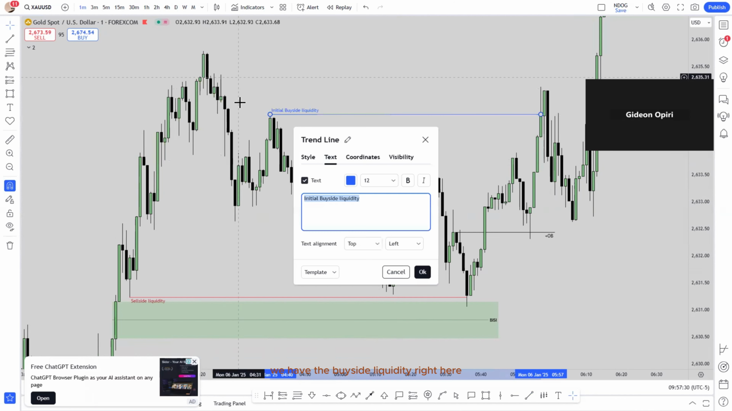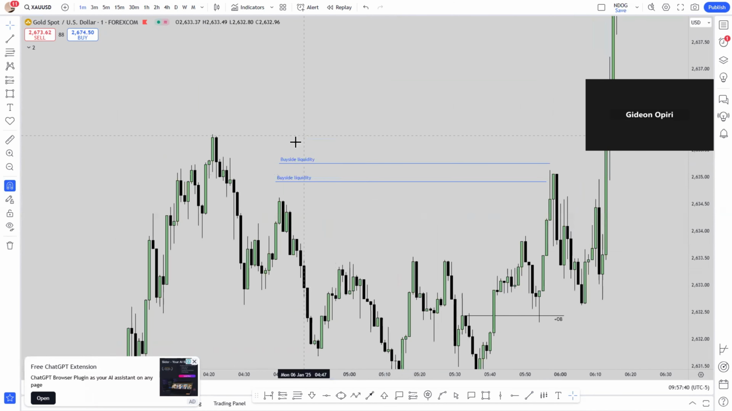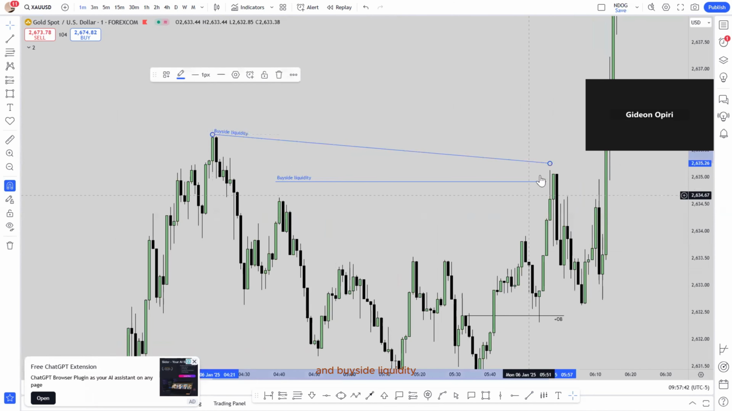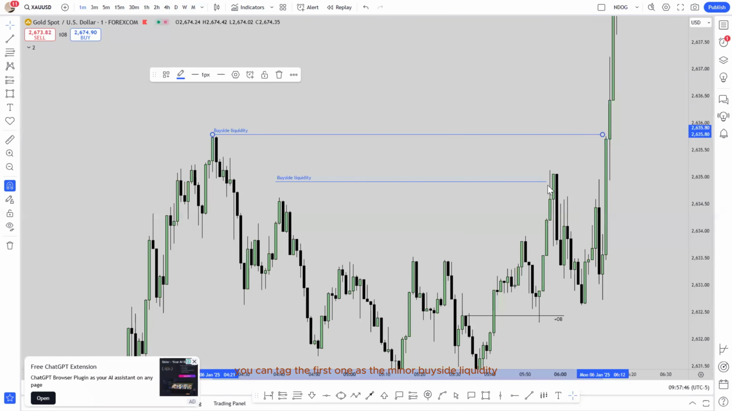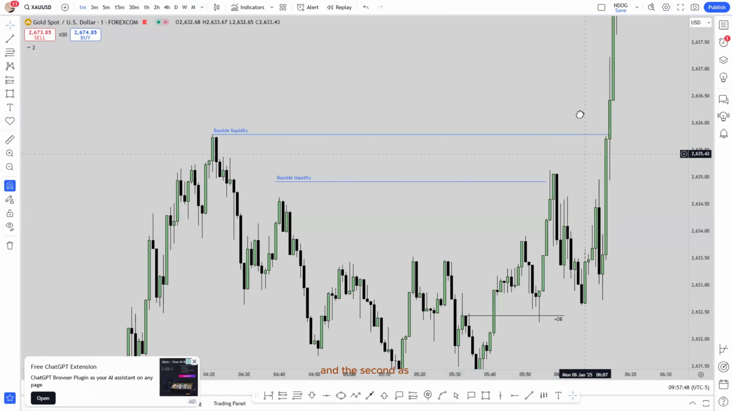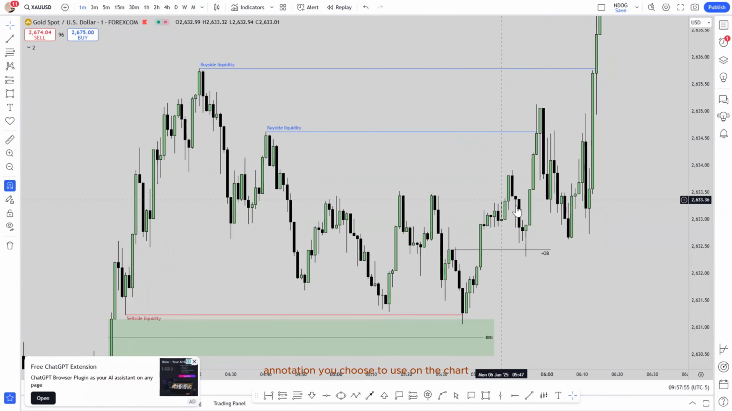We have the buy side liquidity right here. Also have buy side here. Have two buy side liquidity. Yeah, you can tag the first one as the minor buy side liquidity, and the second as the major one, whichever annotations you choose to use on your chart.